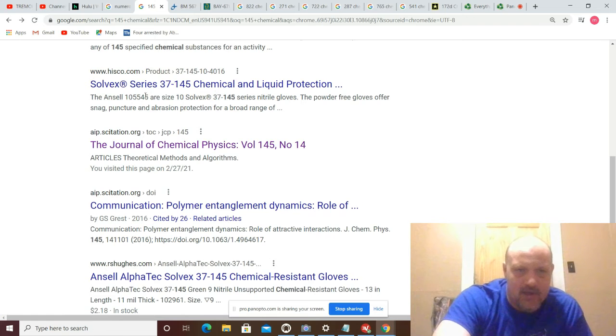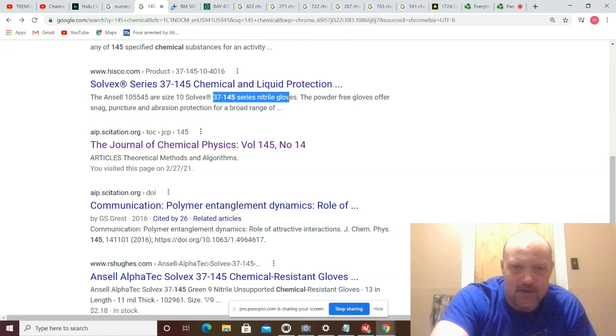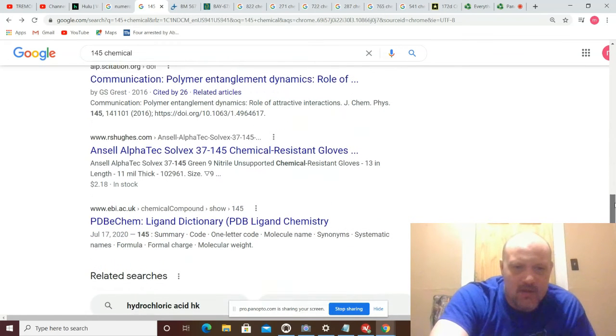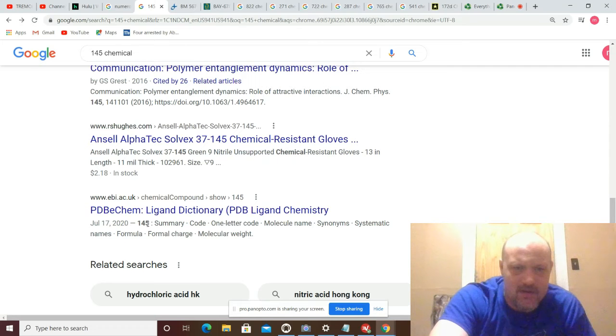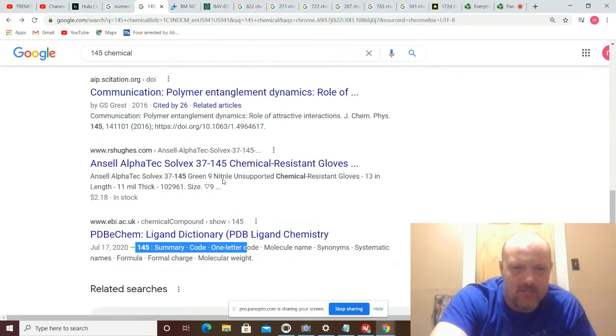So you also have Solvex Series 37-145, Chemical and Liquid Protection. 145 Series Nitrile Gloves, obviously, for chemicals. You also have PubChem here. And 145 here, summary code. So a few things here. Here's these other chemical resistant gloves. That's what you were dealing with, guys.